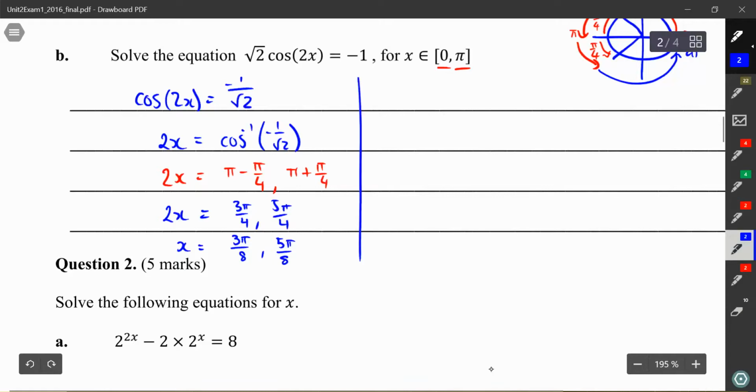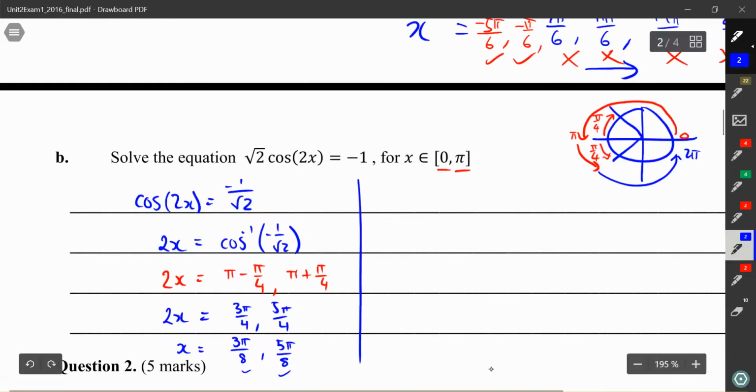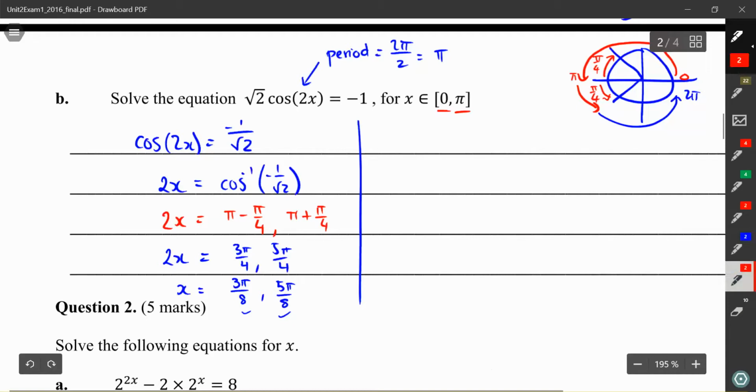All right, now I've got my first two solutions, but remember I told you to make sure that all your solutions fit within the domain. Now these two fit in the domain, so that's good, but you've got to check by adding the period and subtracting the period. Now what's the period of this function here? Clearly you've got an n value of 2, so it's 2 pi on 2, which works out to be pi. So technically I'm going to be adding and subtracting pi on each end to see which solutions fit.